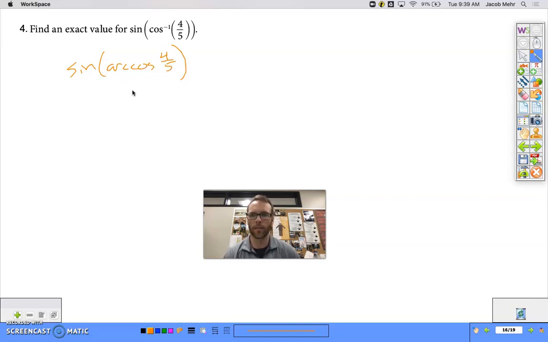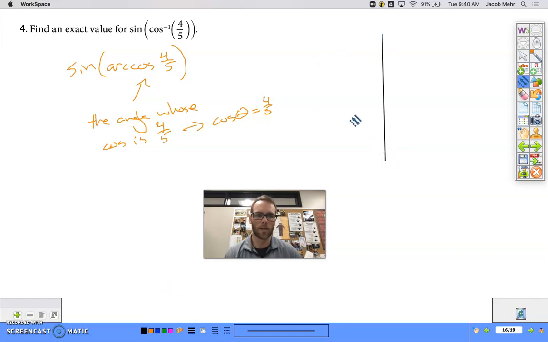Remember that arc cosine is the angle whose cosine is 4/5. Now, when we say the angle whose cosine is 4/5, let's call that angle theta. So in other words, it tells us the cosine of theta has to equal 4/5. So to handle that, I'm going to make a sketch. Now, arc cosine, we're restricted to the top half of the unit circle. What would it look like for the cosine to be 4/5? Well, cosine is the x value.